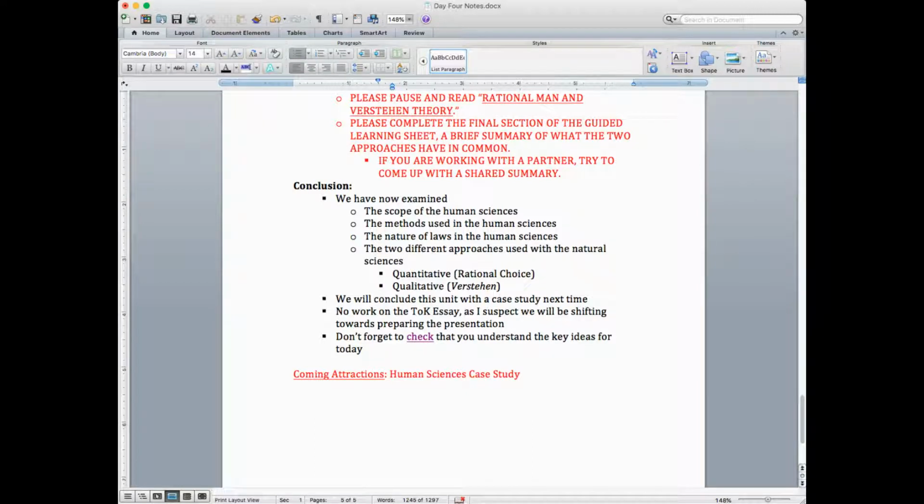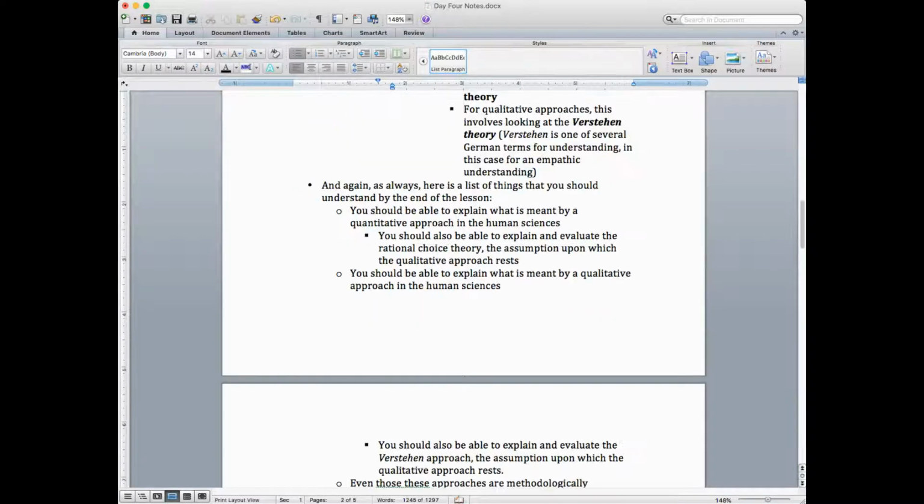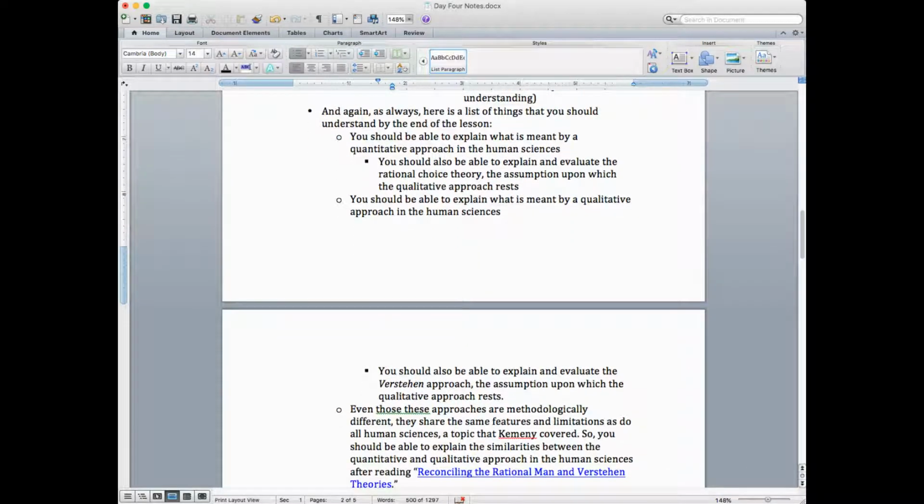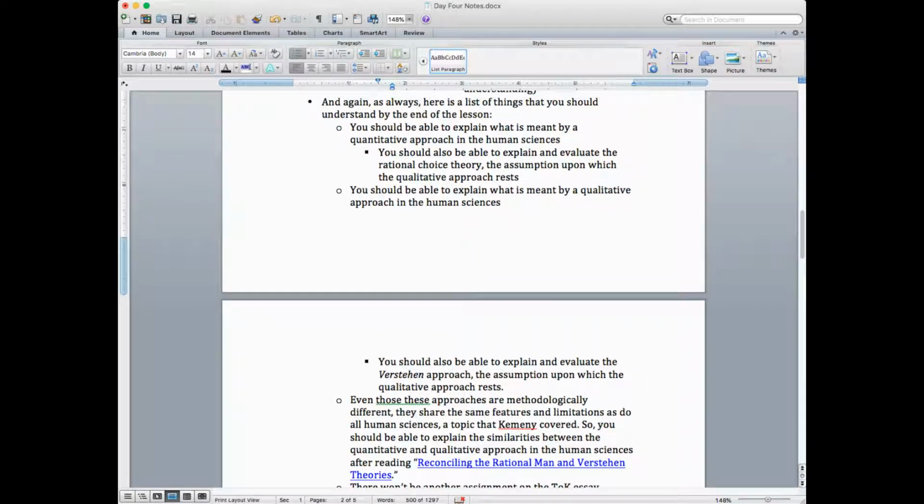Now, what we're going to do is we're going to apply all these to a real life situation next class with a case study. Again, today I think was a little longer with 3 readings, so there's no work on the TOK essay, as we're going to be shifting it towards the presentation. More on that next time. Now, don't forget to check your understanding of the key ideas here, and then, of course, with my answers that will come online at 4 o'clock of the day that you look, the screencast comes online.